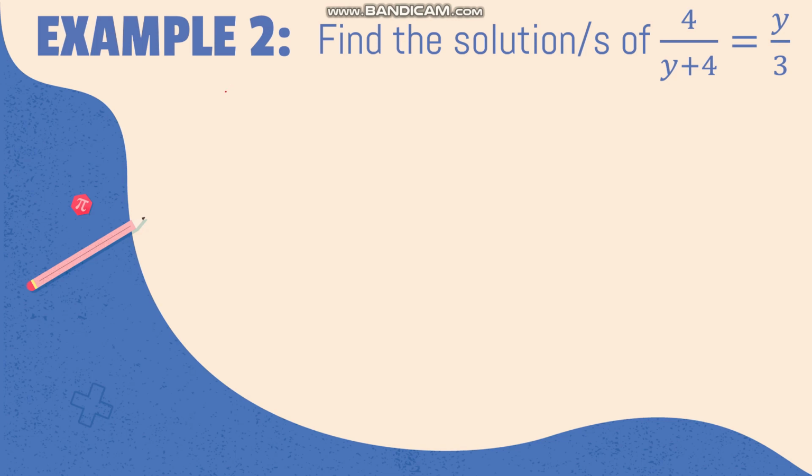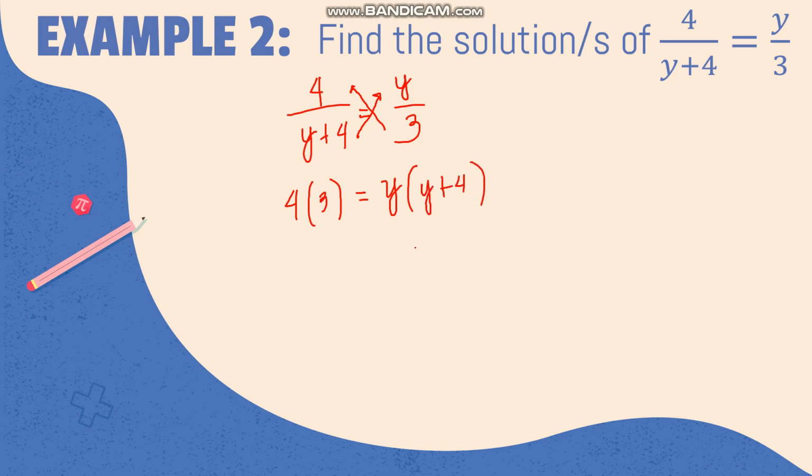So looking at the given rational equation, it will be easier if we do cross multiplication. So we have 4 over y plus 4 equals y over 3. So do cross multiplication. You multiply 4 to 3, you multiply y plus 4 to y. So 4 times 3 equals y times y plus 4. Then simplify this. 4 times 3 is 12 equals, then we have y times y is y squared. Y times 4 is positive 4y.